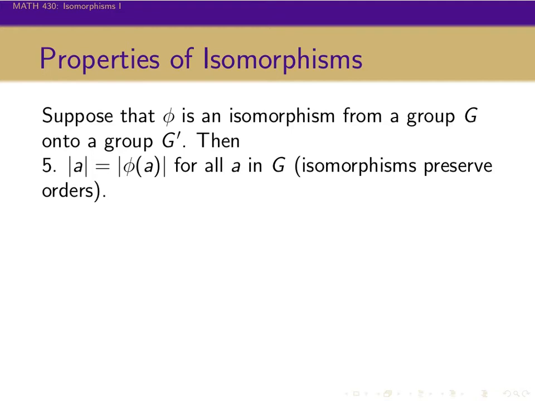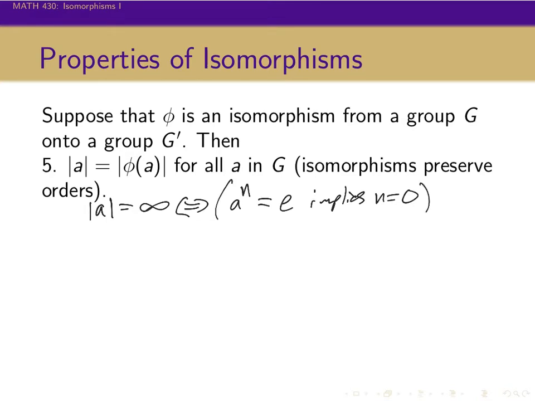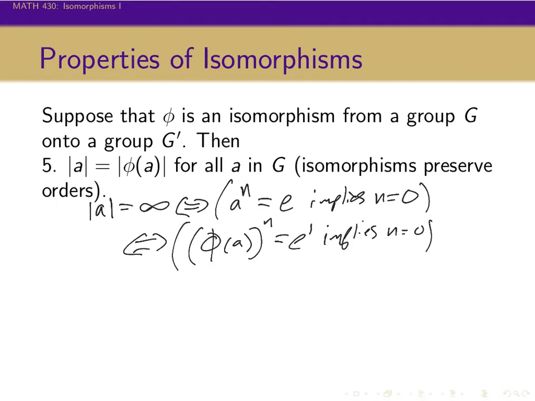Okay, number 5. The order of A is equal to the order of phi of A for all A in G. And so the proof of this: let's assume that they are infinite. So the order of A is infinite if and only if a to the n is equal to the identity implies n is equal to 0. So that's my statement. And then this is true. This would imply that phi of a to the n is equal to the identity in G prime, which implies n is equal to 0. And so then that means that the order of phi of a is infinite as well.